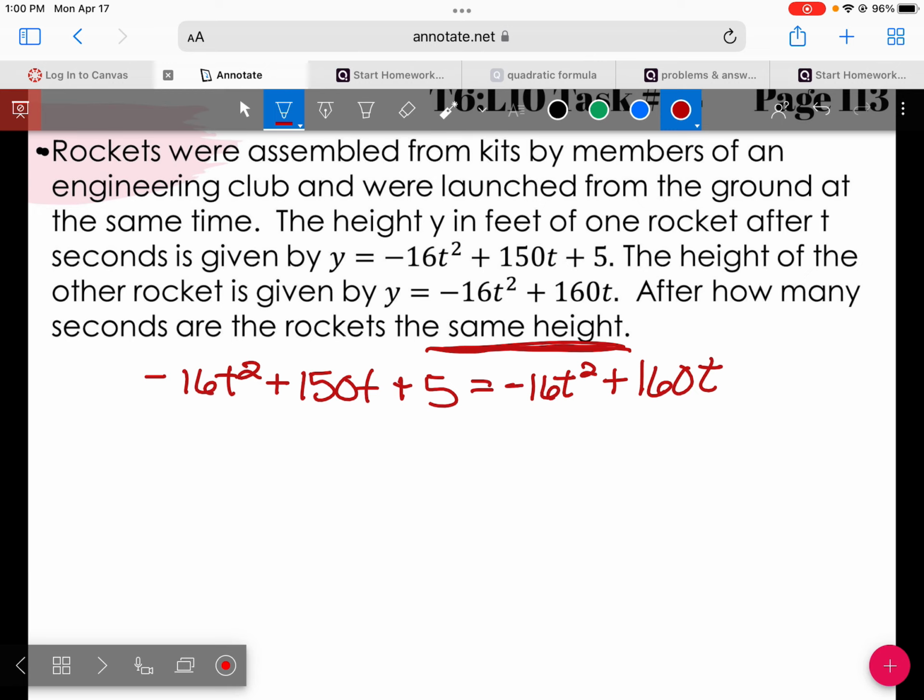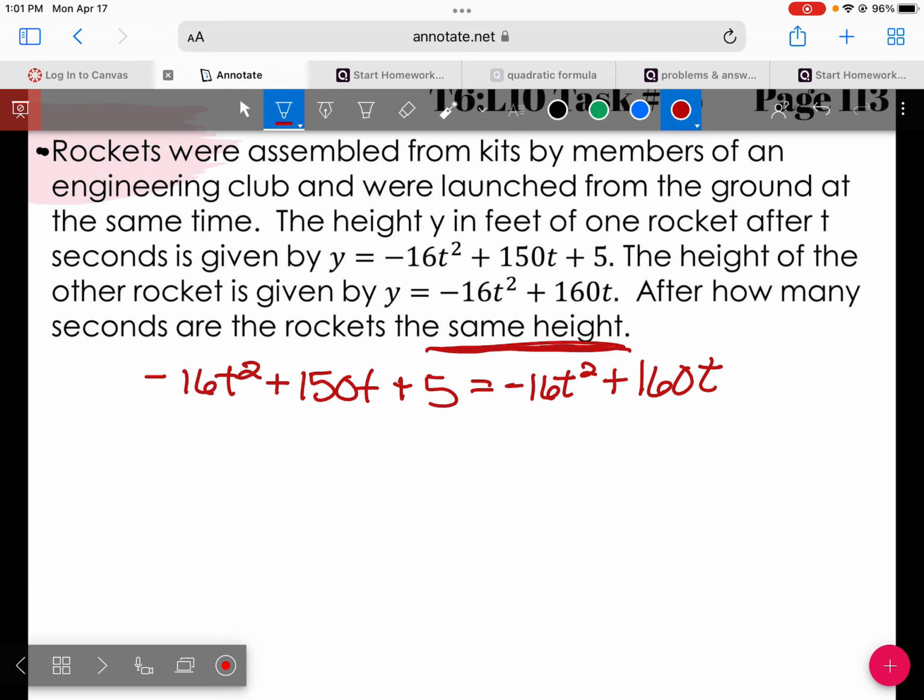Now, Devin, why did we put these together and set them equal to each other? To combine the terms. Okay, we will combine like terms, but why can I set them equal to each other? Because we're trying to find the time when they are the same height. The same height, right? Justin, are you with me? Same height, okay?